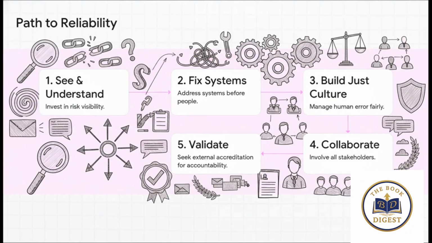So let's recap the entire path. It starts with Step 1, see and truly understand your risk. Then, Step 2, fix your systems before focusing on people. That enables Step 3, build a just culture where error is managed fairly. Step 4 is to collaborate with all stakeholders. And finally, Step 5, validate your progress with an outside perspective to ensure true accountability.